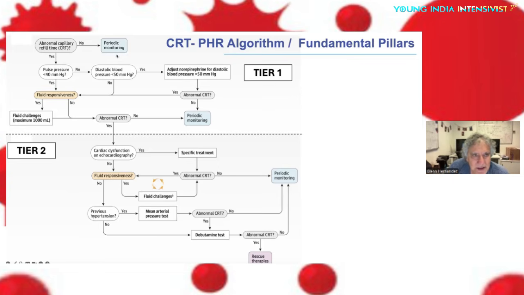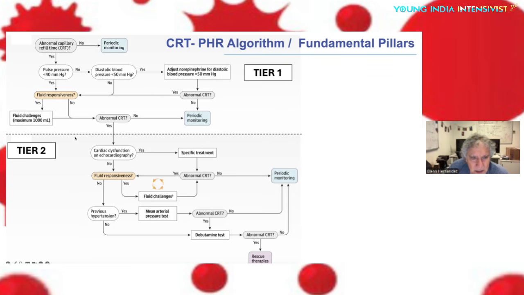In a patient with abnormal CRT at baseline, we assess pulse pressure. If it's normal, we do nothing, just periodic monitoring during the 6 hours of intervention. If the pulse pressure is less than 40, representing a low stroke volume, we assess fluid responsiveness, and then give up to 1 liter in 2 fluid challenges. If still abnormal, we go to tier 2. On the other side, if the patient has a normal pulse pressure, we assess diastolic blood pressure and try to improve that one. If it normalizes, we stop periodic monitoring. If not, we go to the other side.